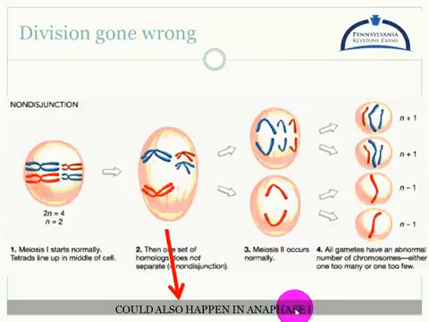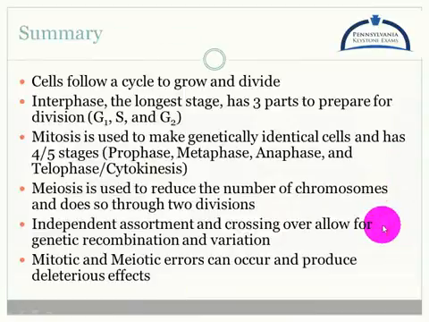This could also happen in anaphase 1 or anaphase 2, this idea of separation, where you're not pulling the correct, even amount. So all of these cells have a problem as a result.